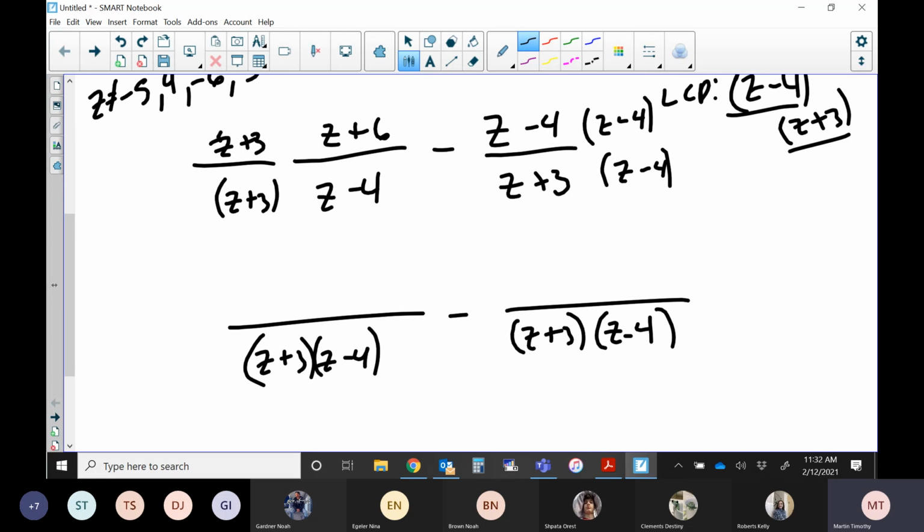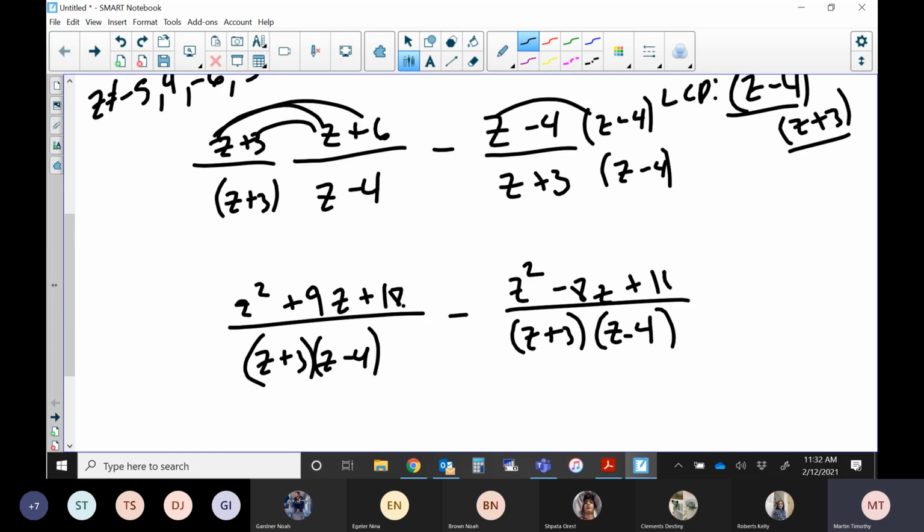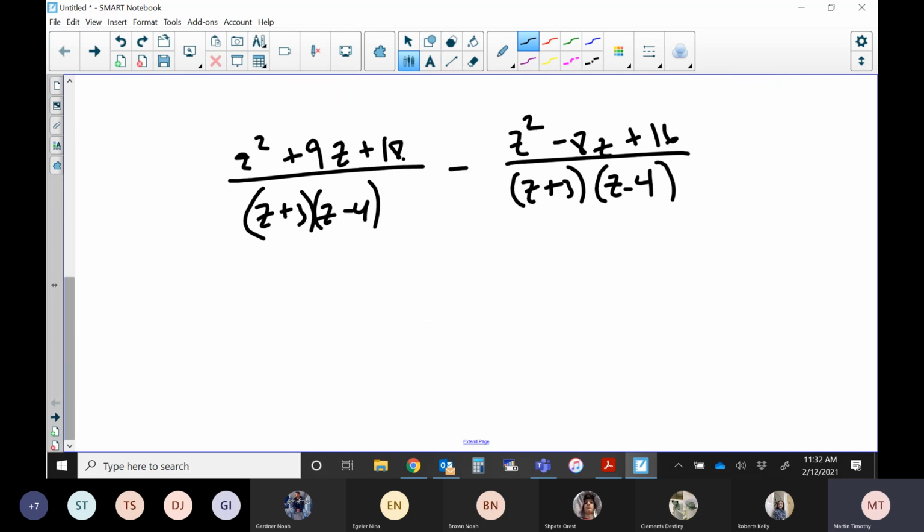And then when I distribute, this is z squared, 6z, 3 more z, 9z, plus 18. And here, z squared, minus 8z, plus 16. Now this is what I was talking about. Right here, we do not subtract fractions. We're going to distribute it. That was going to make this a negative. That's going to make this a positive. It's going to make this a negative, and then I can add.